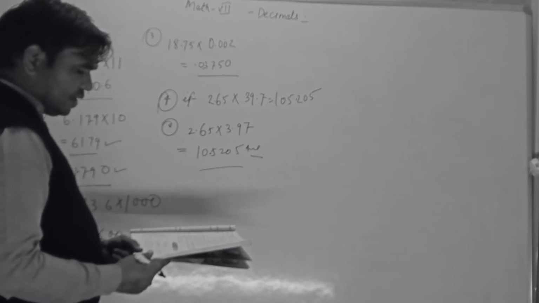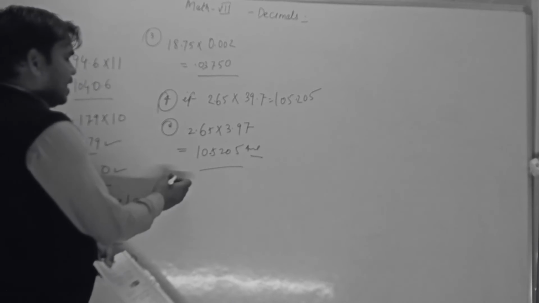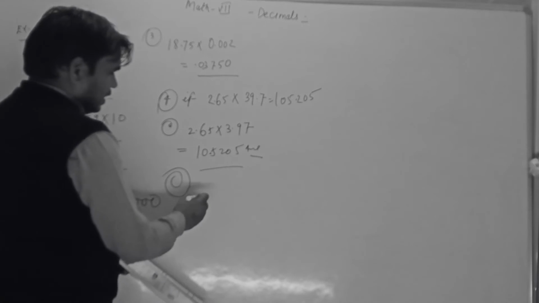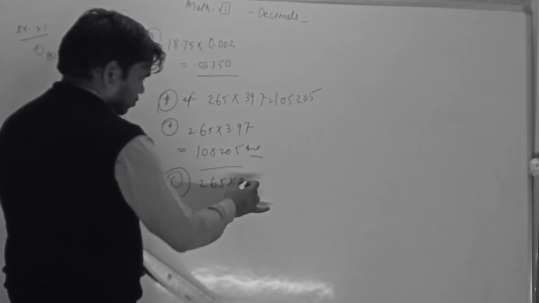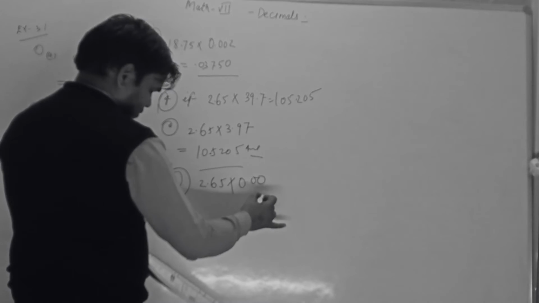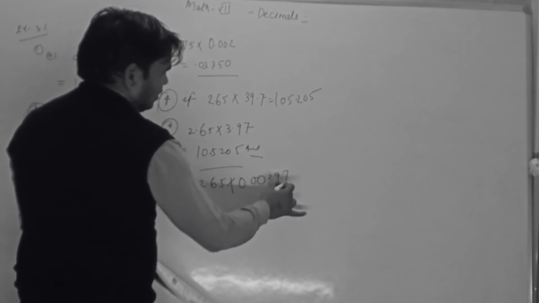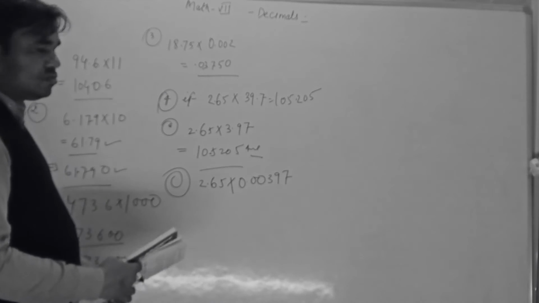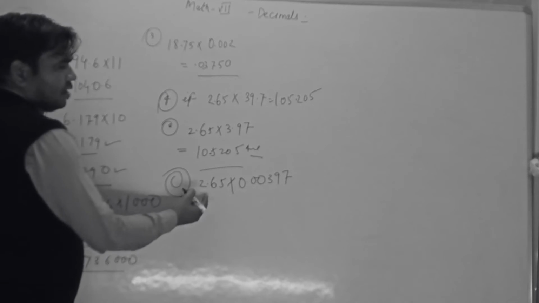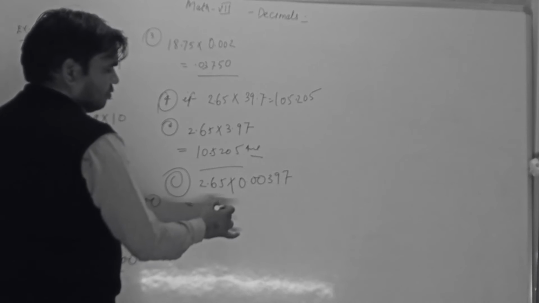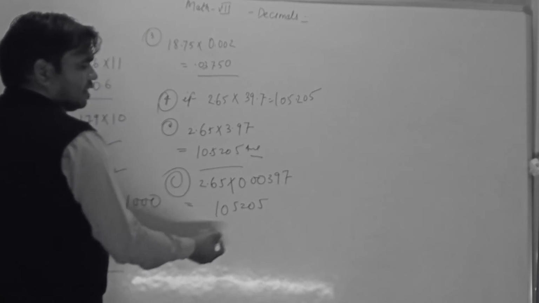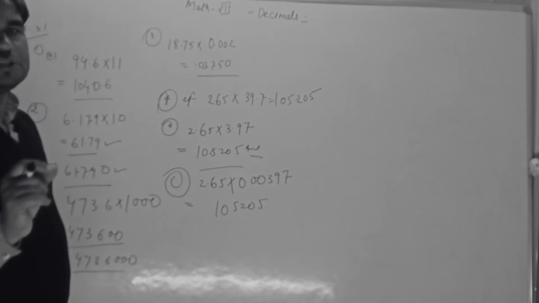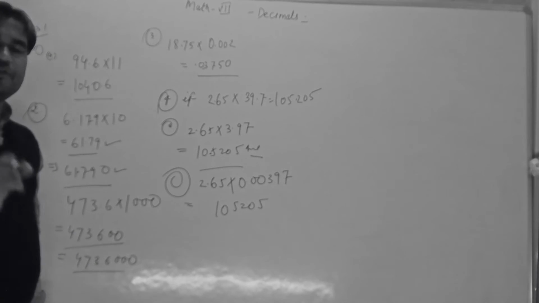So in the same way, you can put the decimal. We can take the C part. C part is 2.65 multiplied by 0.0397. So here you see, students, the value is already given here, 105.205. This is the value given here, and in this situation we have to put the decimal mark.